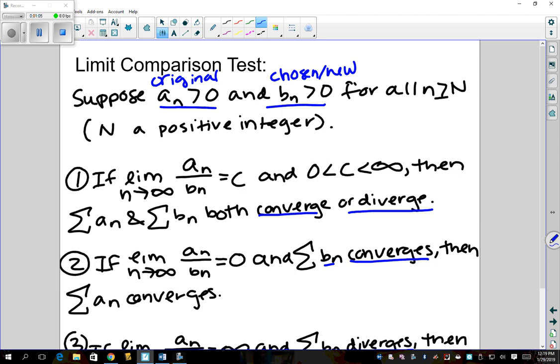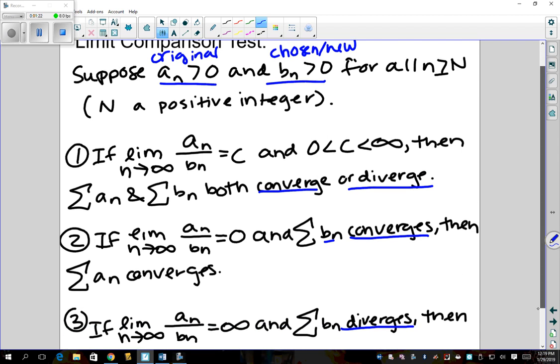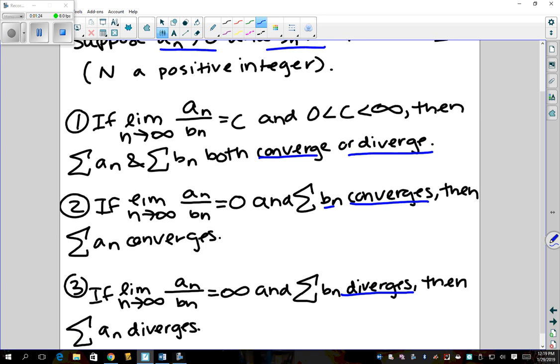So our first scenario is if the limit as n approaches infinity of a sub n over b sub n equals c, and c is some number between 0 and infinity, then both the series converge or both diverge. This test is important because in this first scenario, it tests for convergence and divergence. So if b sub n diverges, a sub n diverges. If b sub n converges, a sub n converges.